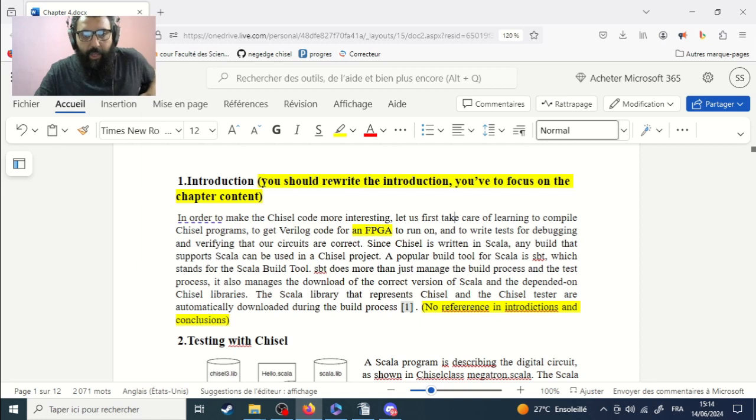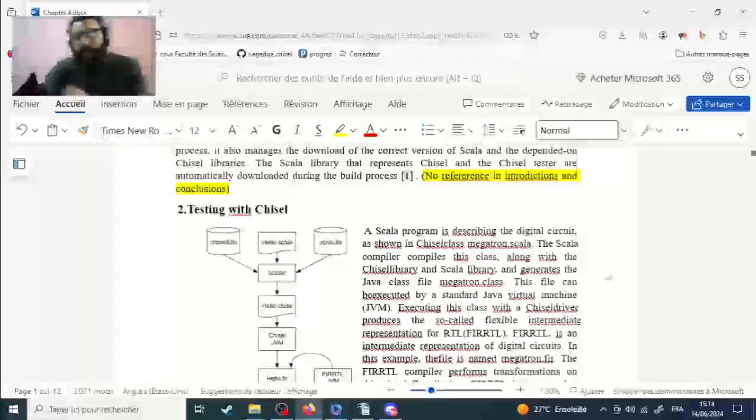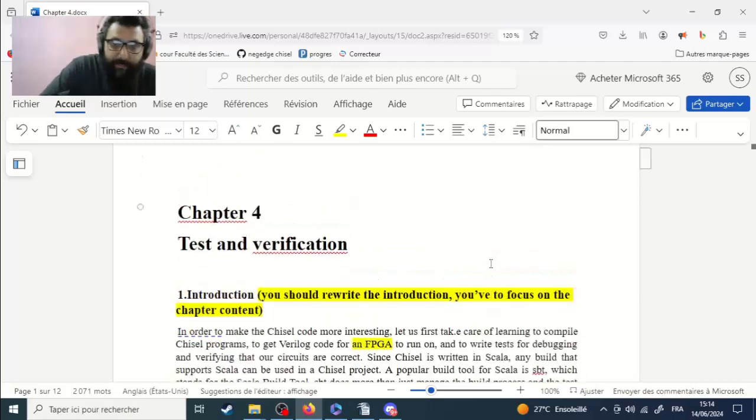I wrote there that you should write the introduction focusing on the chapter content. This is not an introduction. This is about how to make Chisel code, this is learning to compile Chisel. This part could be written inside one of the paragraphs, but not in the introduction.